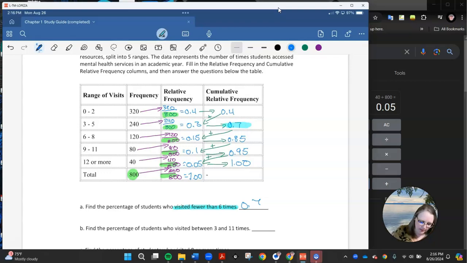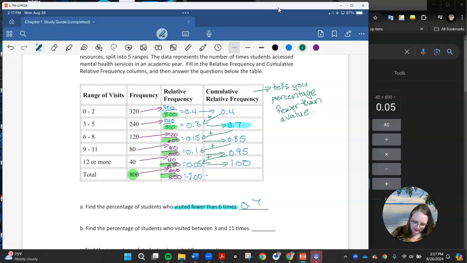Find the percentage of students who visited between 3 and 11 times. So let me go back here and make a note. Where do I want to write this? This tells you percentage fewer than a value. That's what that tells you.